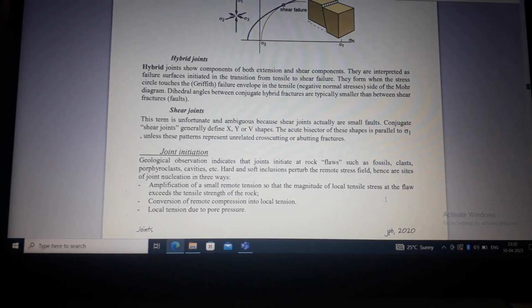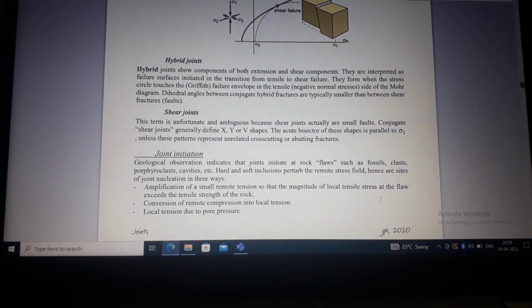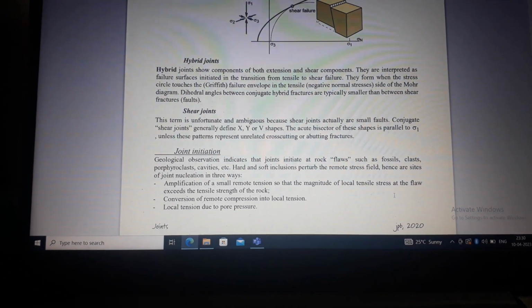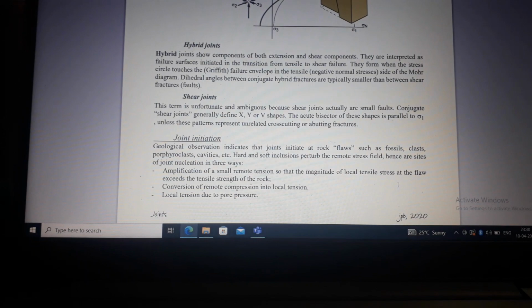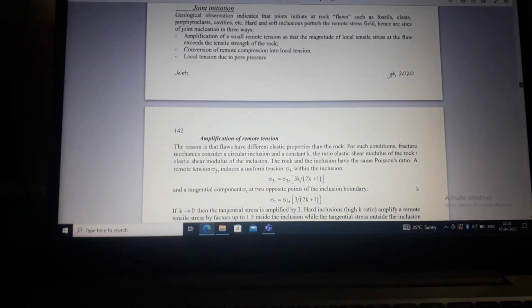Joint initiation. Geological observation indicates that joints initiate at rock flaws such as fossils, clasts, pyroclasts, cavities, etc. Amplification of small remote tension so that the magnitude of local tensile stress at the flaw exceeds the tensile strength of the rock. Conversion of a remote compression into local tension due to pore pressure. This is joint initiation. Then there is the application of remote tension.